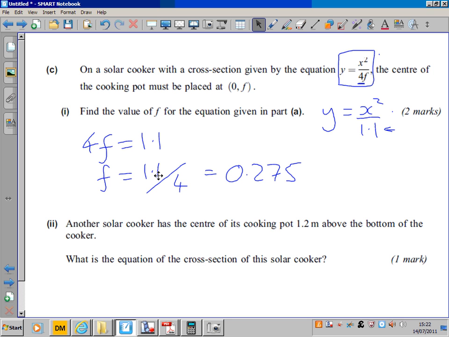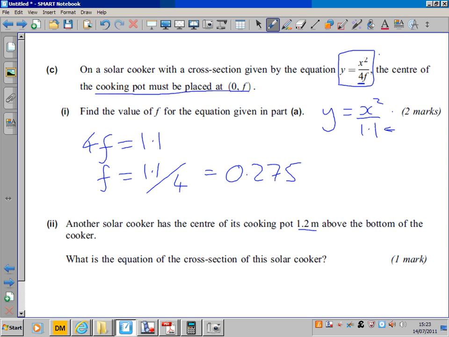Okay, second part of this question. Another solar cooker has the centre of its cooking pot 1.2 metres above the bottom of the cooker. What is the equation of the cross-section of this solar cooker? Okay, so if it's got a centre of its cooking pot 1.2 metres above the bottom of the cooker, that would be the value of f, okay? Because if we look at what it says up here in the first part of this question, the centre of the cooking pot must be placed at 0f.